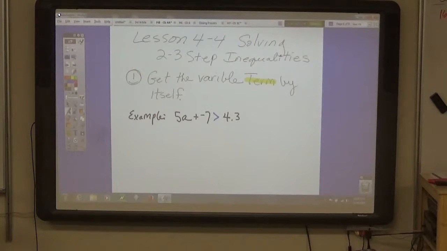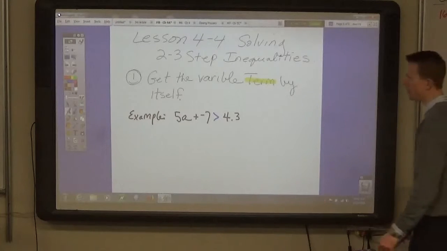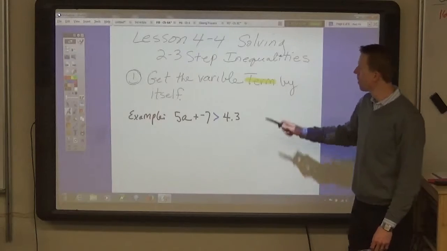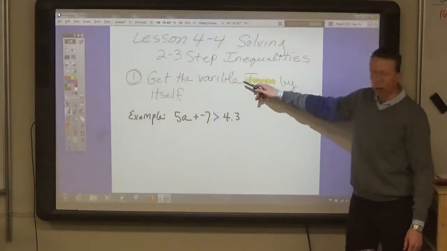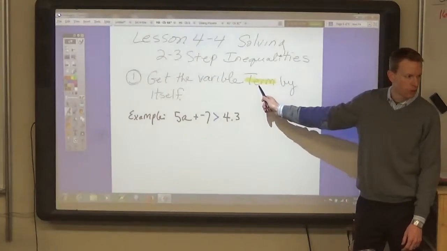Okay, 8th graders, in lesson 4.4, we're going to be solving 2-step or 3-step inequalities. Okay? The goal doesn't change. The goal in solving is always to get the variable term by itself.